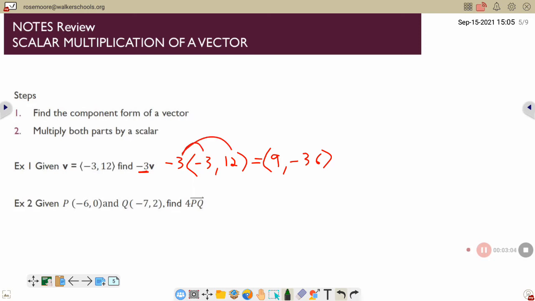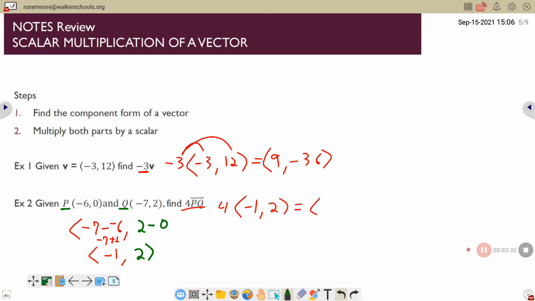If they gave me points, like this one, PQ, I have to find my vector first. So I will have negative 7 minus negative 6, which would be negative 7 really plus 6, which is negative 1. And my y's, 2 minus 0, which is 2. So when I want to find 4PQ, I'll have 4 times negative 1 and times 2, giving me negative 4, 8. So that is scalar multiplication.